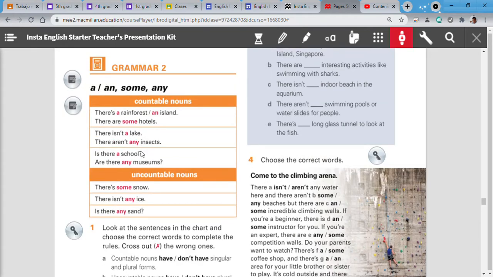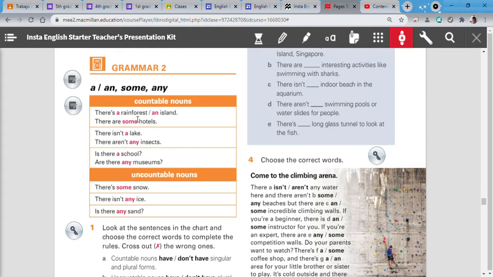Okay, let's see. When we talk about countable nouns, we talk about singular or plural nouns. For example, there's a rainforest, or there's an island. A or an. There are some hotels. So I don't know how many hotels: 10, 20, 30, 100, 1000 hotels. I don't know exactly. I only know there are some hotels.